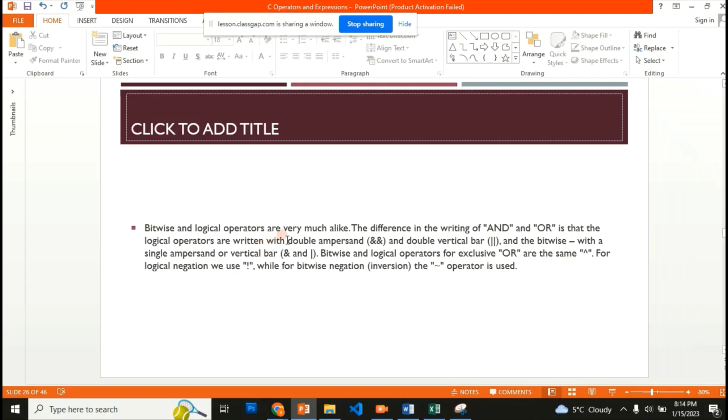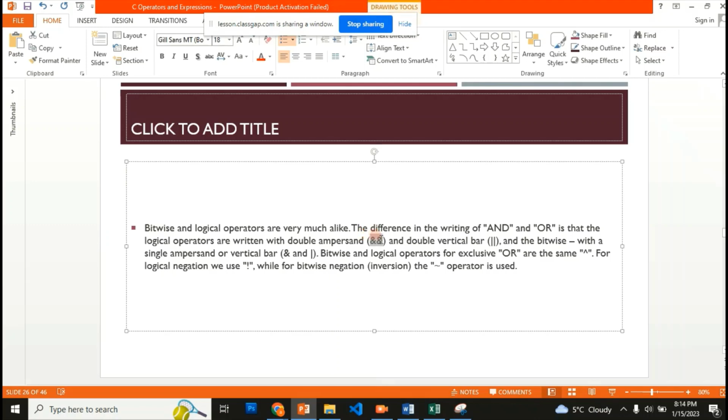Yes, bitwise and logical operations are very much alike. The difference in the writing of AND and OR is that the logical operators are written with double ampersand and double vertical bar, and the bitwise with a single ampersand or vertical bar. So this is a distinguishing feature between both of them while we are writing them: if there is a double ampersand, then we are talking about logical operators, and if there is a single one, then we are talking about bitwise.